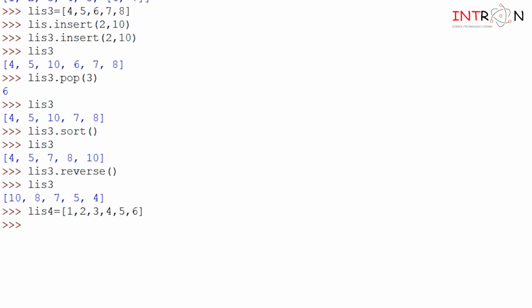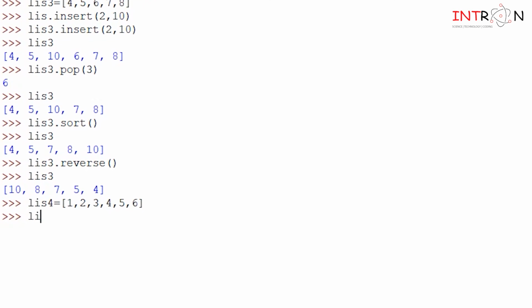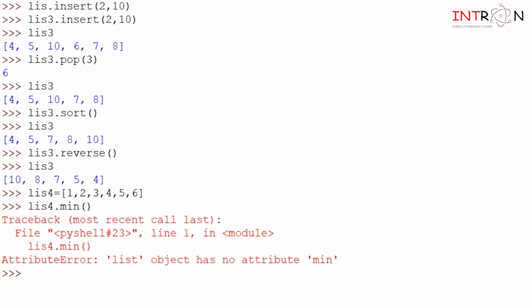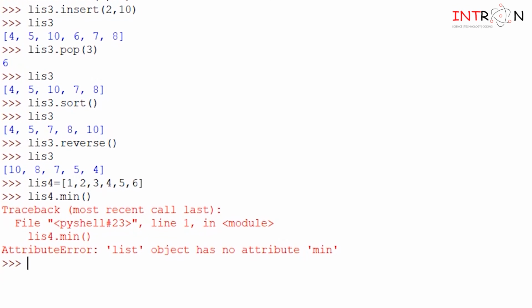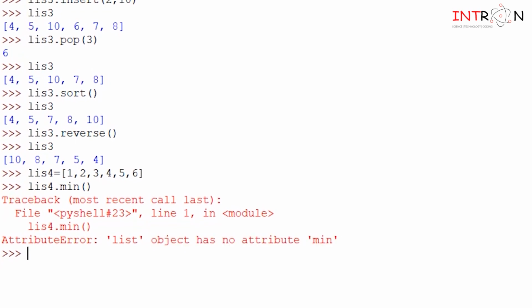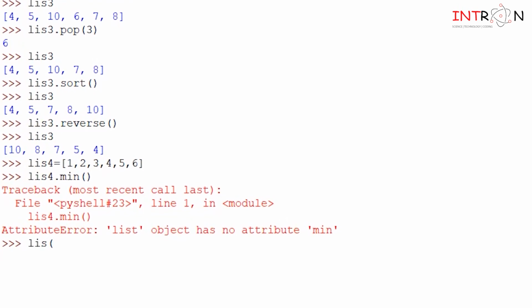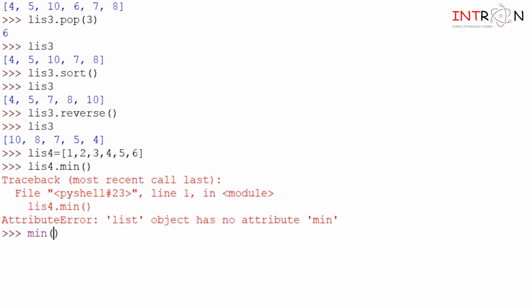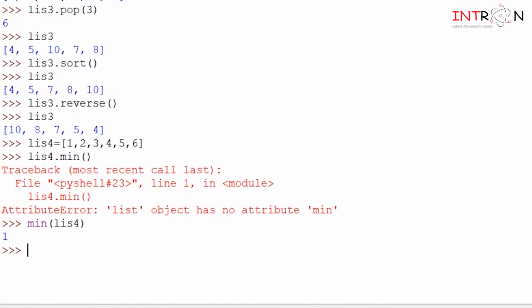Now we will see the next operation we want to perform. Suppose in this list I want to find the minimum number. I can directly find it by using the min function. So here we have got an error. Let's check what the error is. List object has no attribute min. So let's do that one more time. We have to do it as min, and in between the brackets we should pass our list, list 4. And you can see that we have got the minimum number.